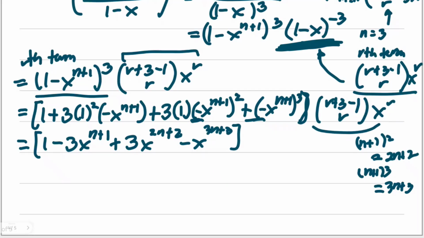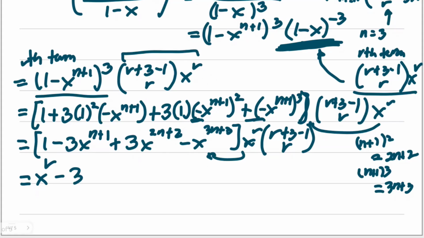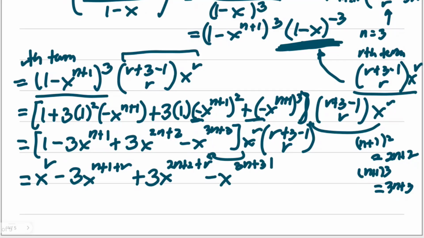Still we multiplied, let me arrange that, x to the power of r in this component, r plus 3 minus 1 combination r, depending on what would be our r later on. Distributing that here, you'll have the form x to the power of r minus 3 x to the power of n plus 1. Using multiplication law, simply add the exponents. So you have r here plus that, so n plus 1 plus r. Similarly, 3 x to the power of 2n plus 2 plus r, and minus x to the power of 3n plus 3 plus r. All of this will be multiplied to your r plus 3 minus 1 combination r.